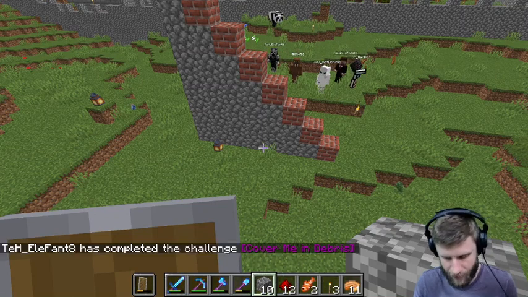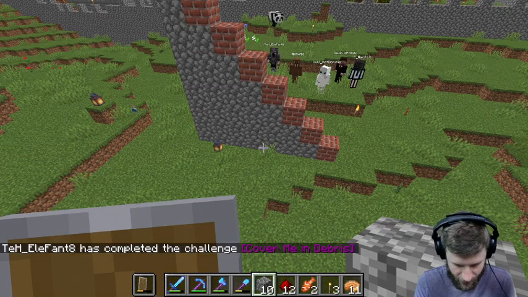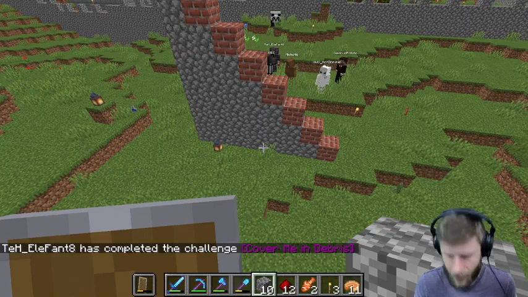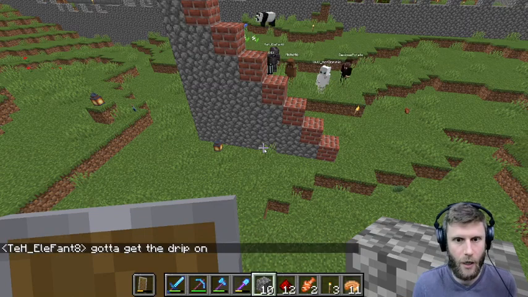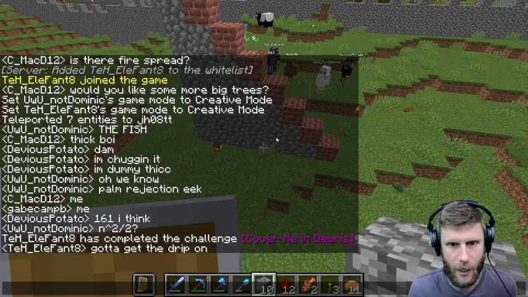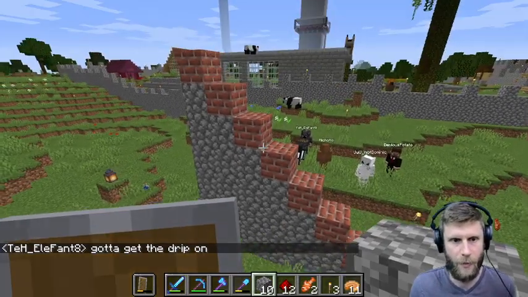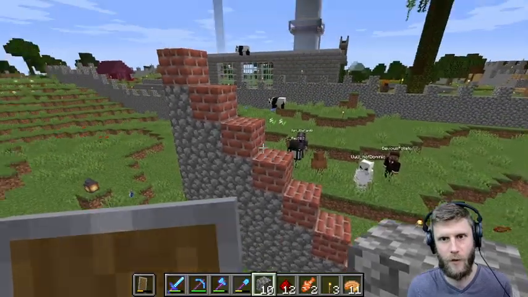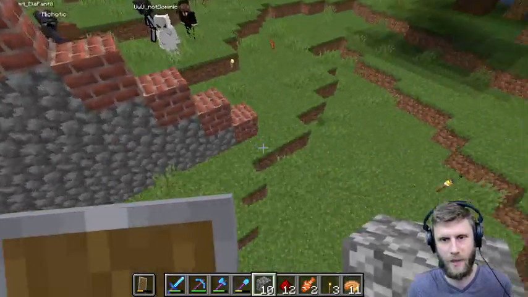Okay, why can't I find, just show me selection sort. Okay, yes, I was doing it right. Has completed, oh, gotta get the drip on. I don't know what that's relevant to, but okay. So 1, 2, 3, 4, 5, 6, 7, 8. Okay, cool. You replaced the top one with bricks.